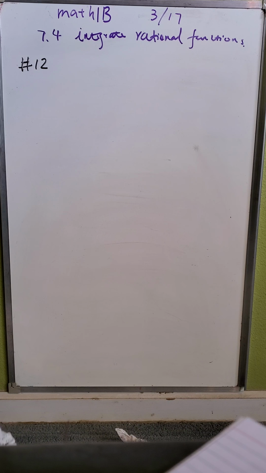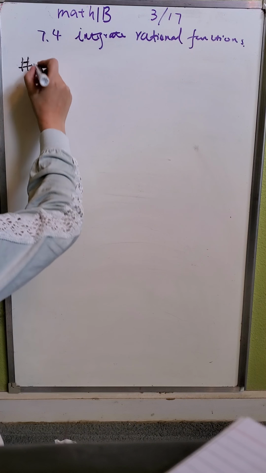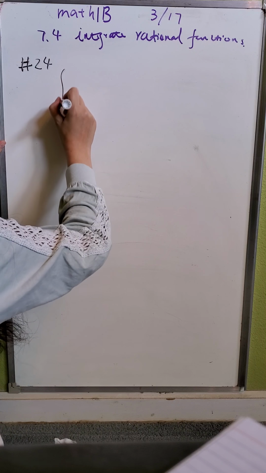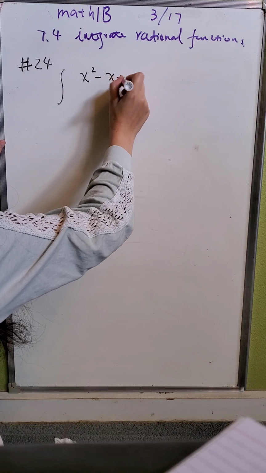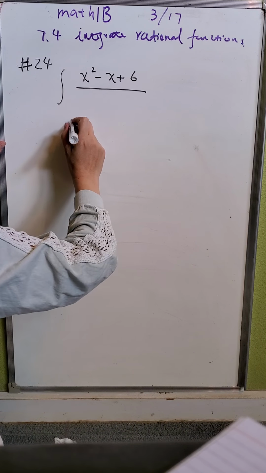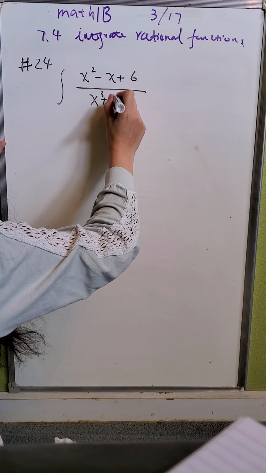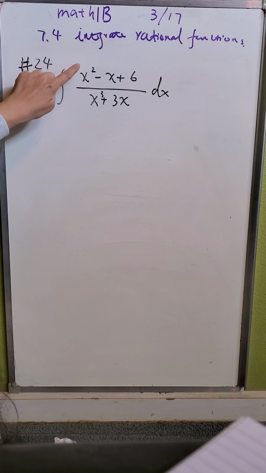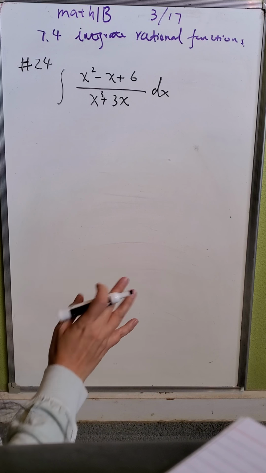And let's look at problem number 24. Oh, number 24 here. We're going to integrate x squared minus x plus 6 over x cubed plus 3x, dx. And you can see the degree on the top here is smaller than the bottom, so we couldn't use long division. Okay, we're going to factor first.